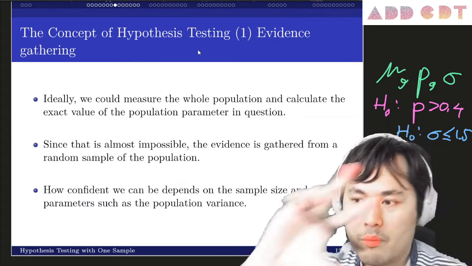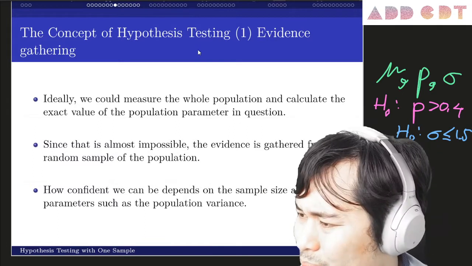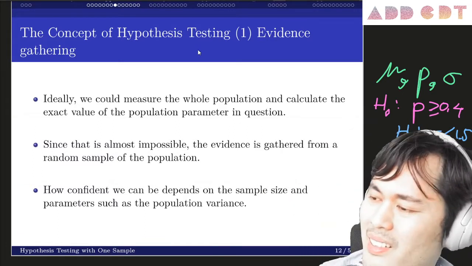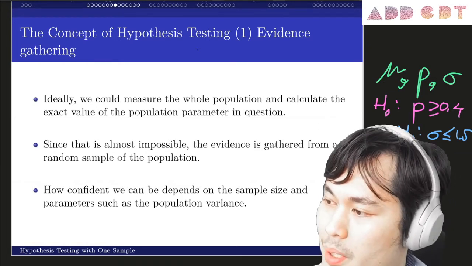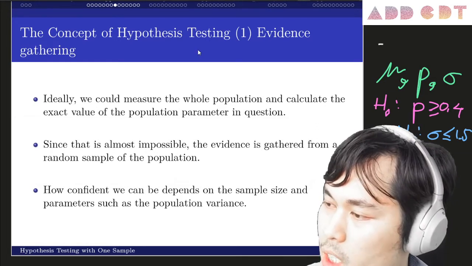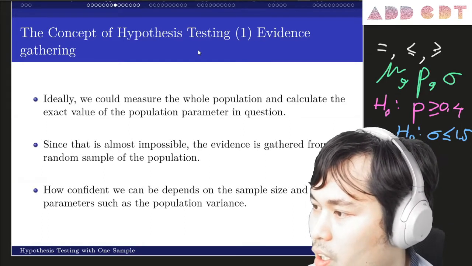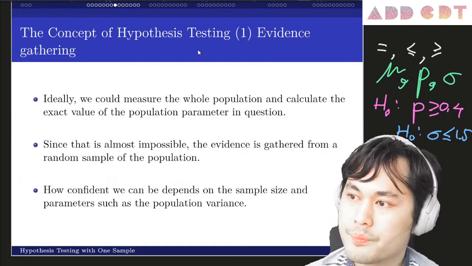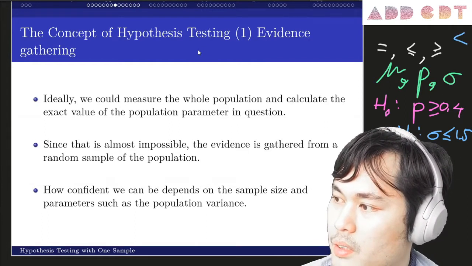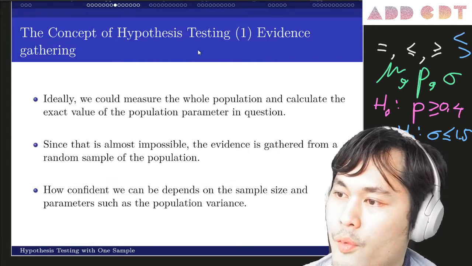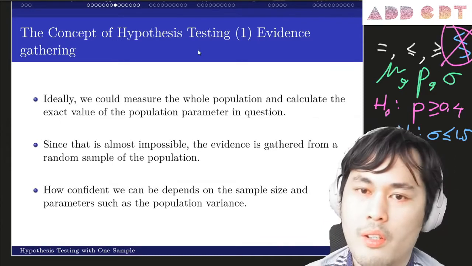And one of these three signs. Actually, there is a minor nitpick: for the null hypothesis we only use equals, less than or equals, or greater than or equals. For some reason we don't use less than or greater than. We only use these three.